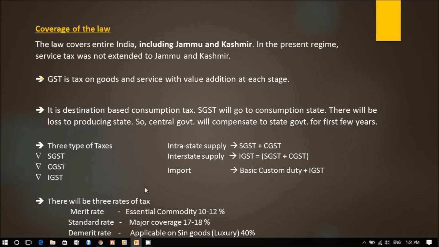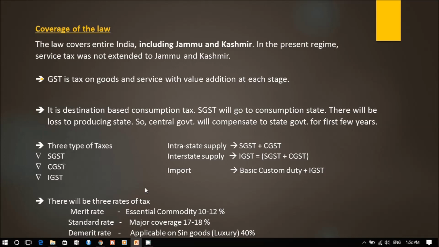GST is a tax on the goods and the service with value addition at each stage. It's the same concept as we applied in the VAT. If you are selling goods of 100 to another seller, who is going to sell to another third buyer, then he will collect tax only on the additional amount. No, he will collect the tax on the full amount, full sale value, but the actual burden would be only on the value addition.